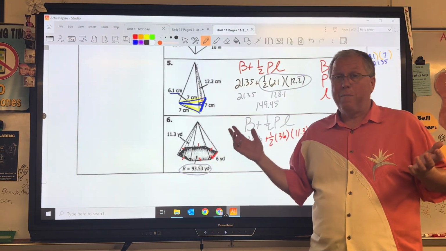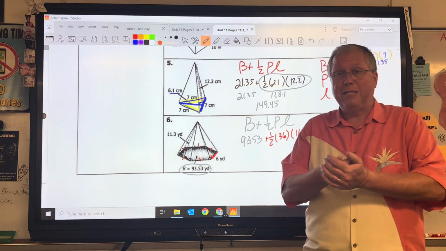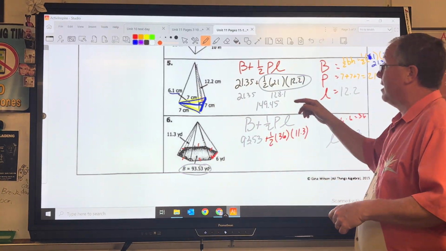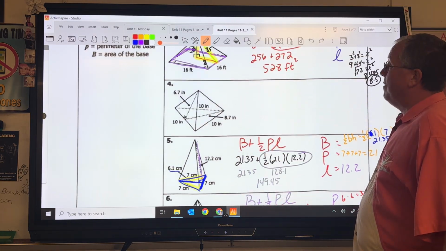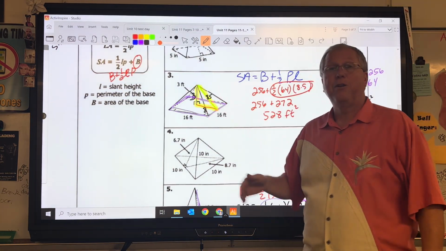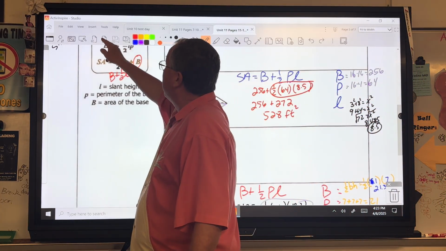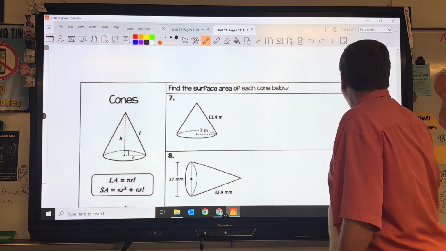So those are our pyramids, right? So we start with base, perimeter, slant height. If they don't give us the slant height, like on this one up here, then we may be required to find the slant height using the Pythagorean theorem, all right? Now, moving on. The next thing we're talking about is cones.